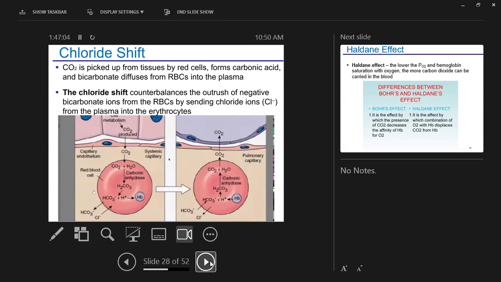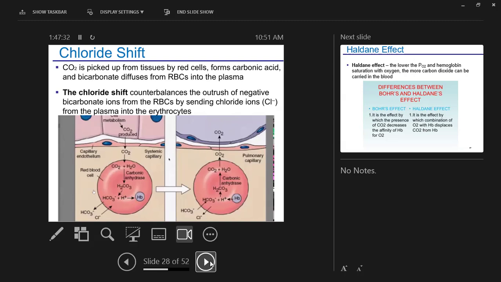If we were trying to neutralize it, that'd be great. We'd keep the sodium bicarbonate to neutralize it. But we don't want to. We want to keep the CO2 to get it to the lungs. To keep the charges balanced, because the bicarbonate has a negative charge, we bring in chloride. And so now we have a negatively charged chloride in place of the bicarbonate. This is called the chloride shift.